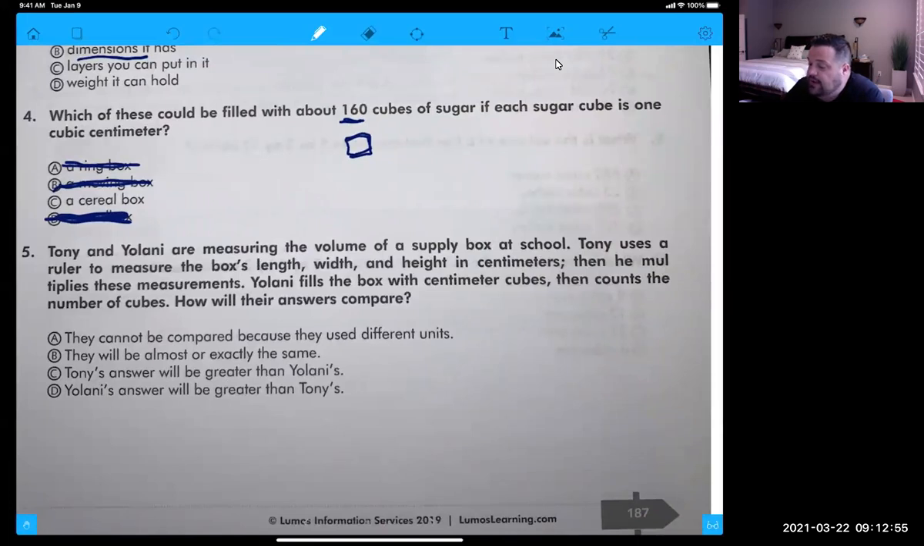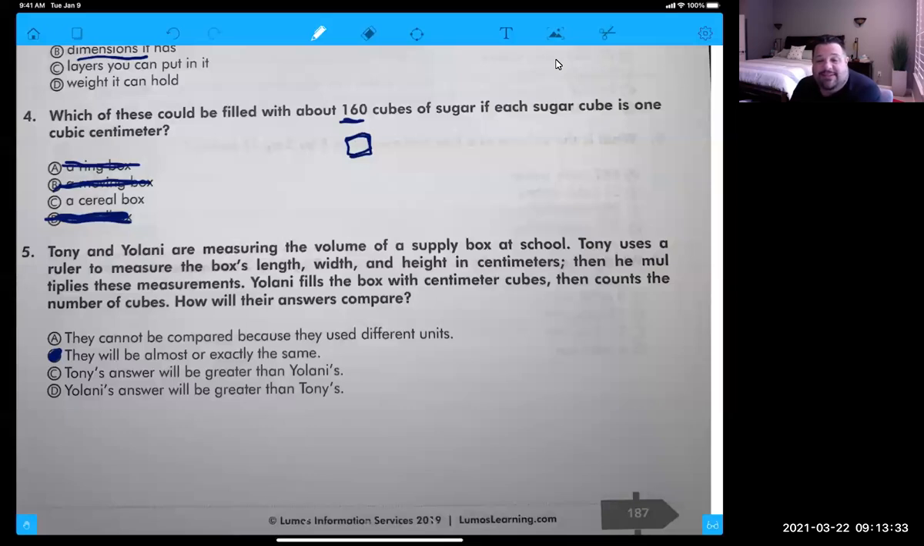Okay, so Tony and Yolani are measuring the volume of a supply box at school. Tony uses a ruler to measure the sides and then multiplies them. And Yolani fills them up with the cubic centimeter cubes, right? And then counts the cubes. And they just want to know how will their numbers compare. Well, if they did it right, they should get exactly the same thing. Because remember, that length times the width, finding that volume is the amount of how many of those things will fit in there, right? So they just want you to understand that it's the same thing, right?